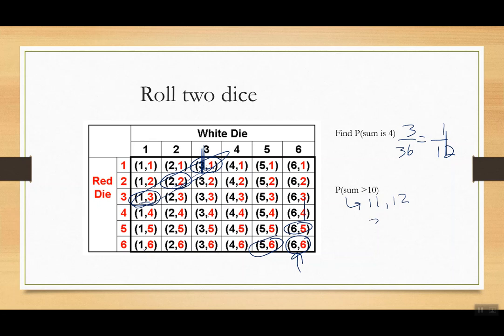So I have 1, 2, 3, which is 3 out of 36. Again, 1 over 12 is the probability that the sum of the dice will be greater than 10.